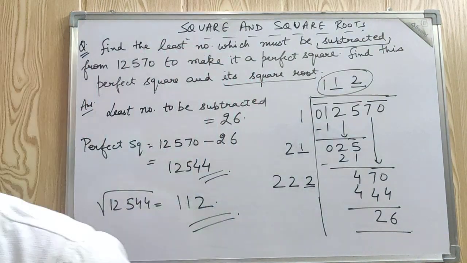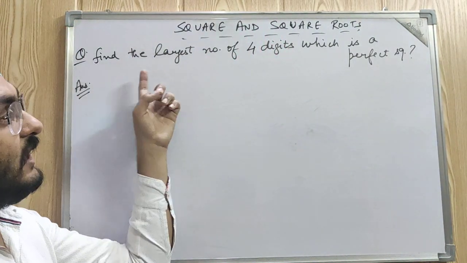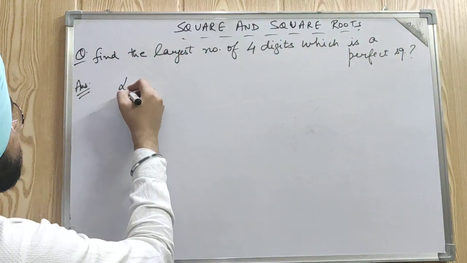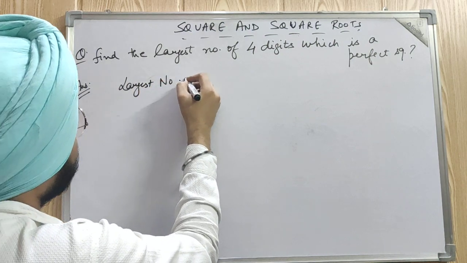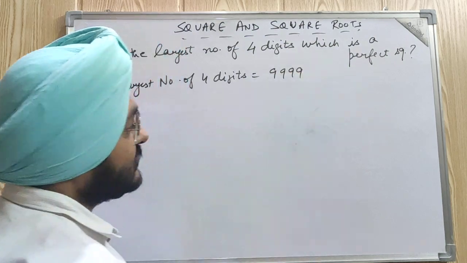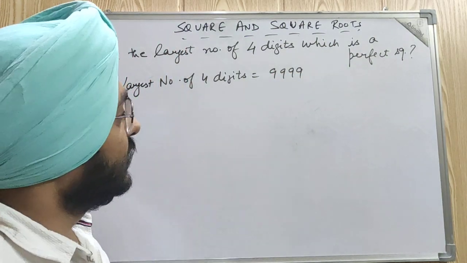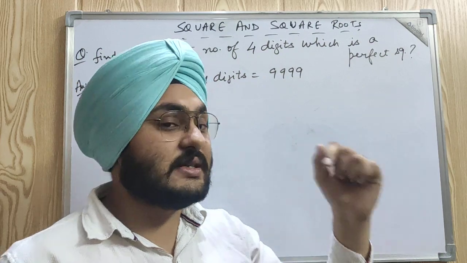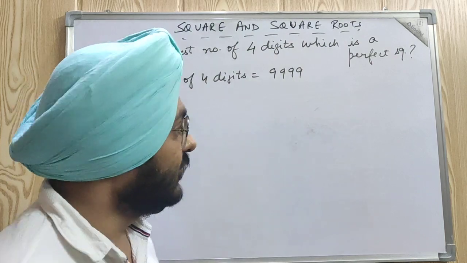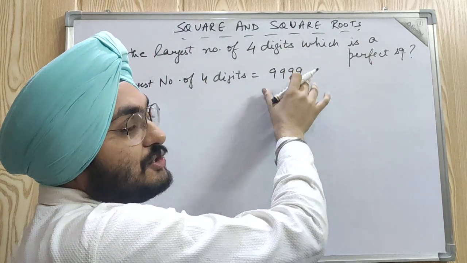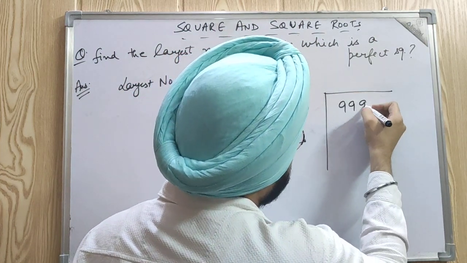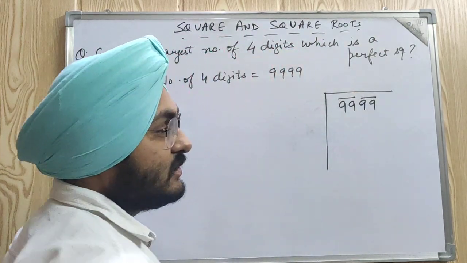So coming to the next question now. Our next question is: find the largest number of 4 digits which is a perfect square. So the largest number of 4 digits is 9999. This is the largest 4-digit number here. He's asking what is the largest number of 4 digits which is a perfect square. Firstly, in this type of question, you have to solve the long division here. So 9999, making the pairs.